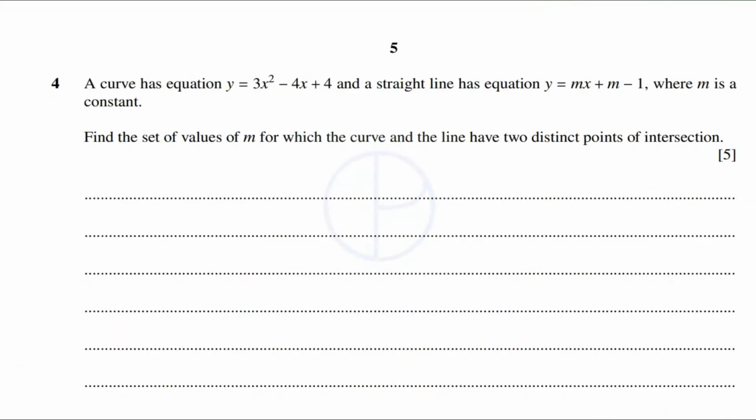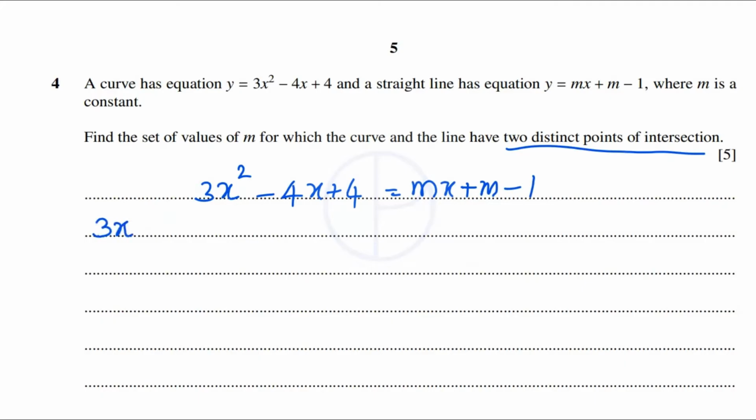Next, question number 4. A curve has the equation y is equal to 3x square minus 4x plus 4, and a straight line has the equation y is equal to mx plus m minus 1, where m is a constant. For the set of values of m for which the curve and the line have two distinct points of intersection, that is b square minus 4ac is greater than 0. The curve and the line intersect, so we can equate 3x square minus 4x plus 4 equal to mx plus m minus 1. Now bring all the terms into one side.